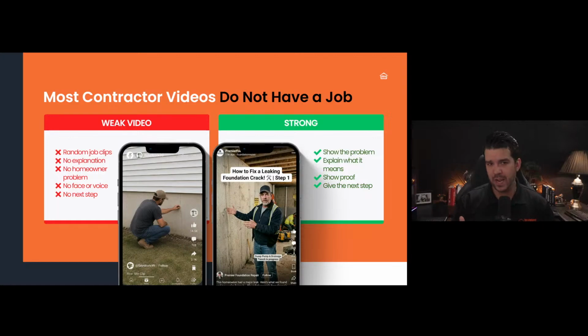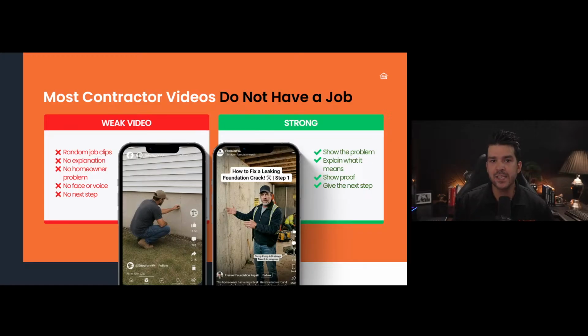guiding the homeowner anywhere. A clip of someone working in a basement might make sense to you because you know everything that's happening. But to a homeowner, that just might look like noise. They may not know what kind of problem you're actually solving. They may not know why the work actually matters. They may not even know what caused the issue. They might not even know what they should do if they're seeing the same thing in their house. And that is the gap.